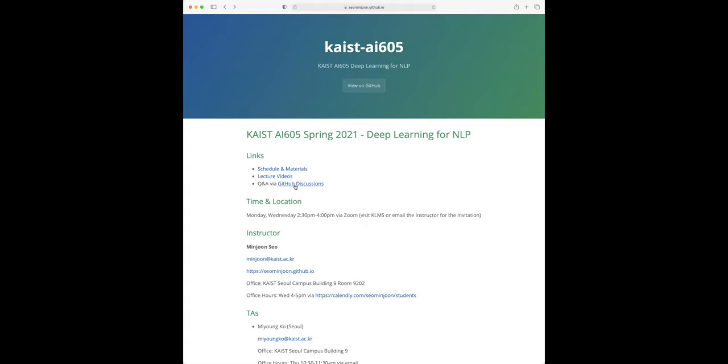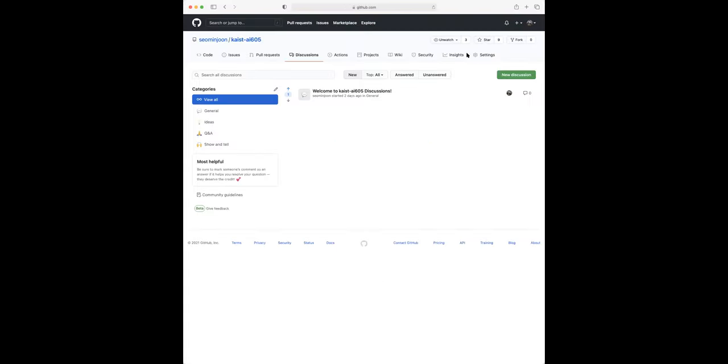And the GitHub discussions will be our Q&A platform. This is a new feature in GitHub, so I'm not sure how it will go, but I think it's quite similar to issues, except that discussions are usually just for discussions, and issues are usually for what happens in the code. If you have a question, please put it on this instead of sending a personal email to me or the TAs, because many questions will be very redundant, and your question will be helpful to others too.